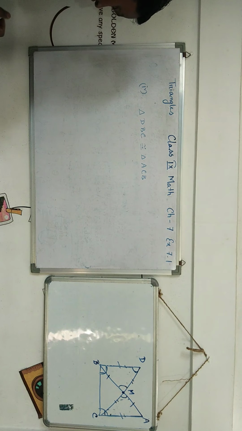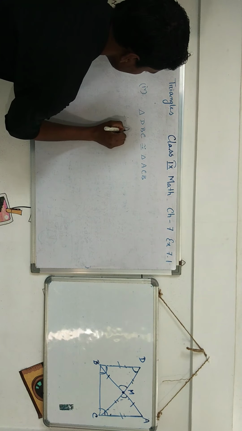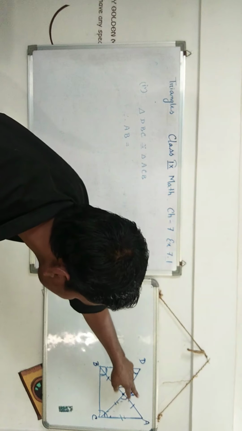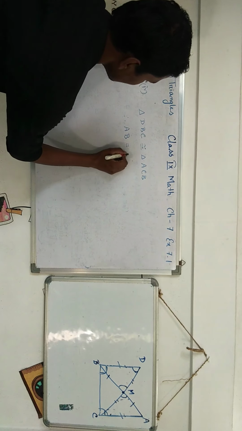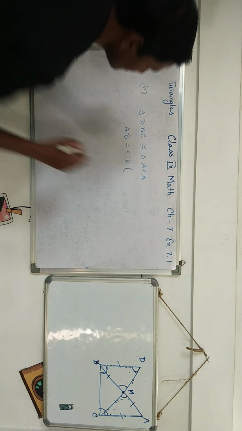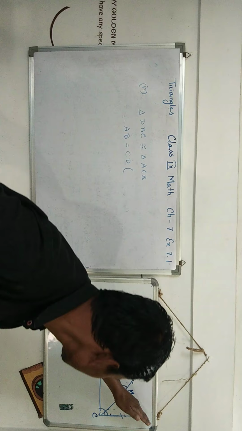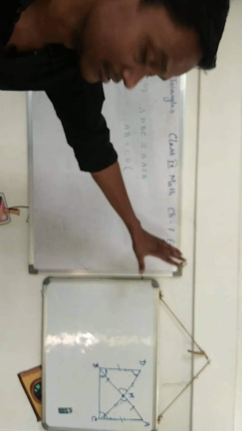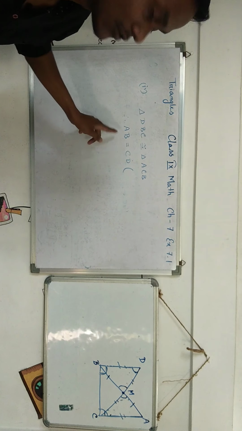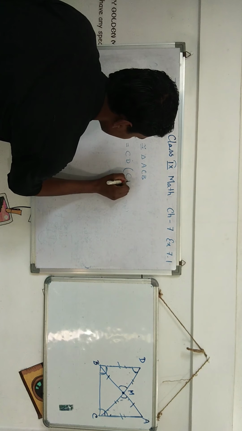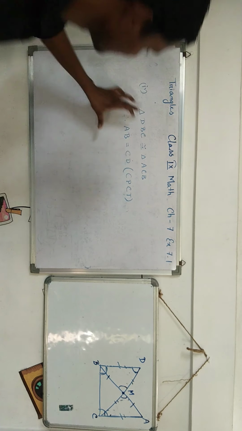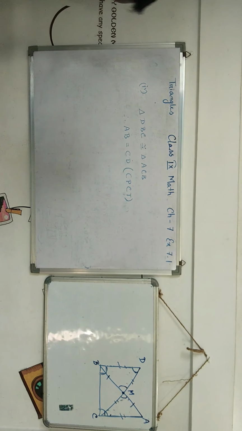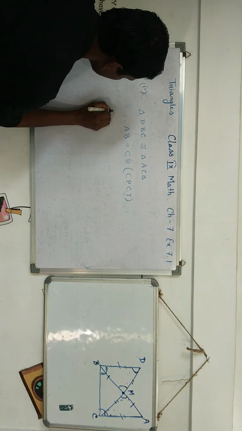Now, since both triangles are congruent, I can write, therefore, AB is equal to CD. Why have I written AB is equal to CD? Look at this. The AB side is in triangle ABC and the CD side is in triangle BDC. CPCT, corresponding parts of congruent triangles. These are corresponding parts of congruent triangles. That's why both sides are equal.